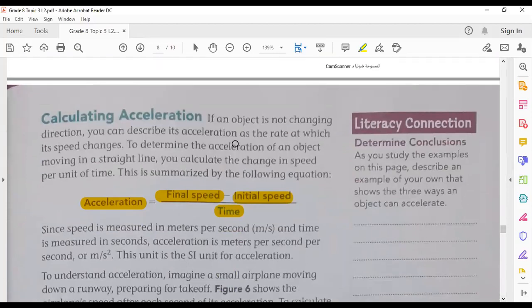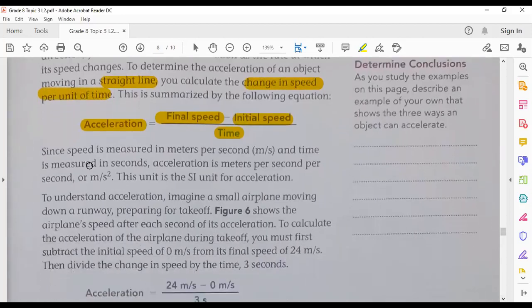If an object is not changing direction, you can describe its acceleration as the rate at which its speed changes. To determine the acceleration of an object that is moving in a straight line, like the plane that we see, you calculate the change in speed per unit of time, according to this formula. Since speed is measured in meters per second, as you know, and time is measured in seconds, acceleration is meters per second per second.